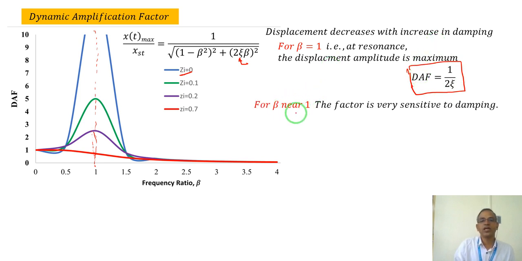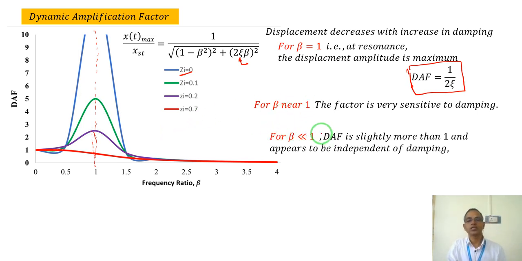Now for beta near to 1, not exactly 1, somewhere around here, see what happens in this zone. The factor is very sensitive to damping. Once damping increases, the response suddenly reduces. So damping has a lot of influence near beta equal to 1. Now for beta very much less than 1, that means this zone, somewhere here.